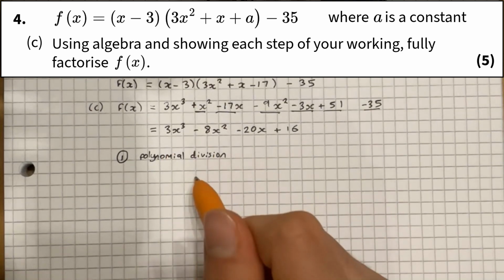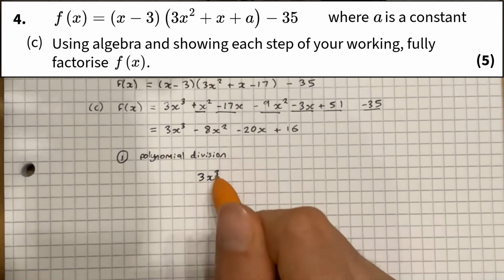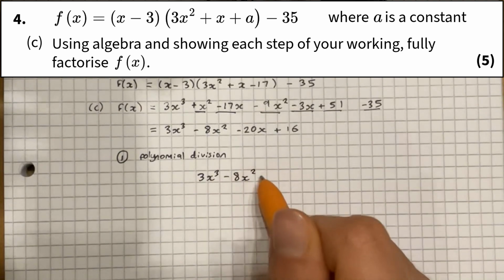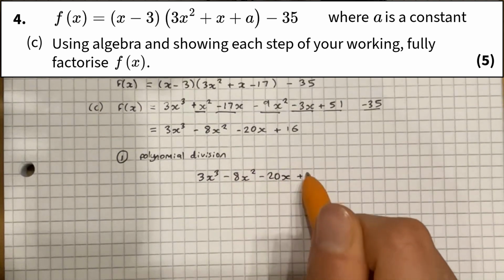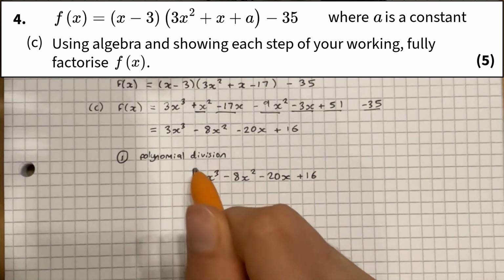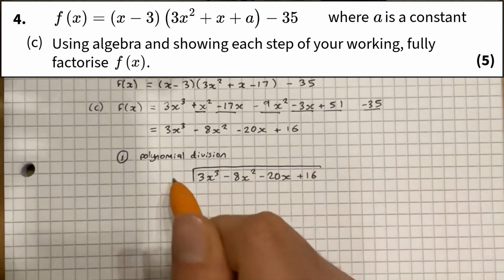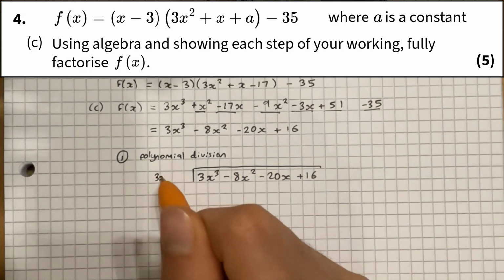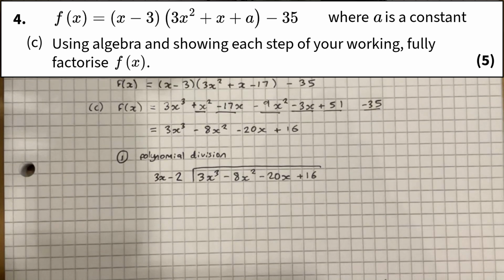In order to find the polynomial division, we take this huge polynomial, we pop it underneath the bus stop, and we divide it by a factor. Do we know a factor? Yes, it's from part B. We know 3x minus 2 is a factor. So therefore, we divide it by 3x minus 2 and see what's left over.